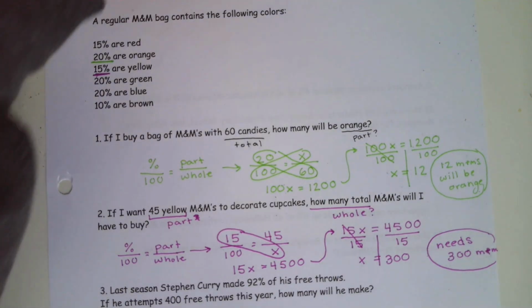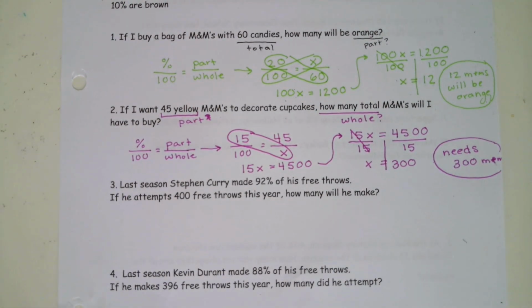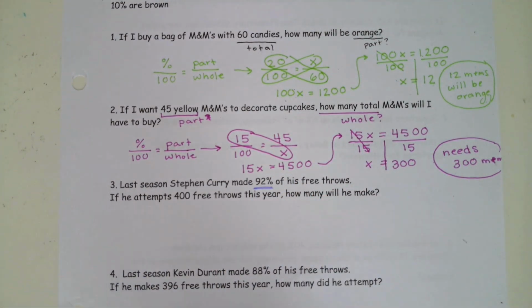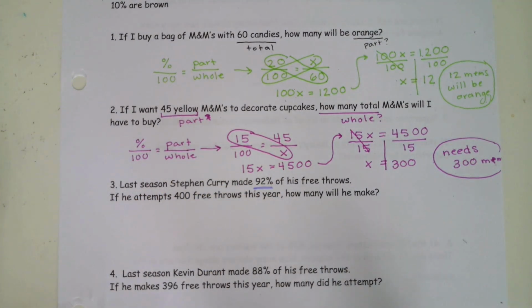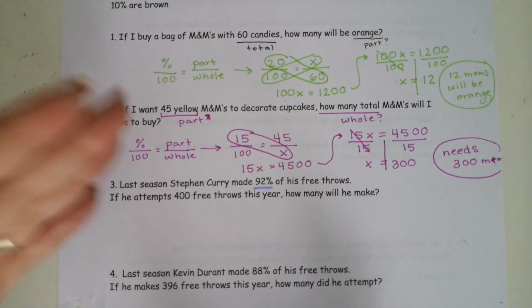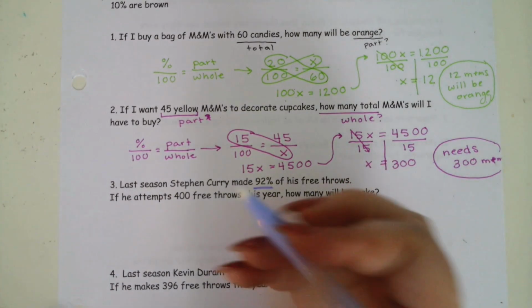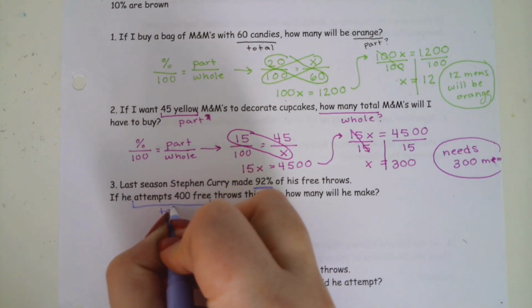All right, let's go on to another example. Steph Curry made 92% of his free throws. If he attempts 400 free throws this year, how many will he make? Okay, so we have a percentage, which is great. All right, attempts. There are only two options when you throw the basketball. You either make it or you don't. So makes are a specific group, misses are a specific group, but the attempts is everything. So attempts, that's my total, okay?